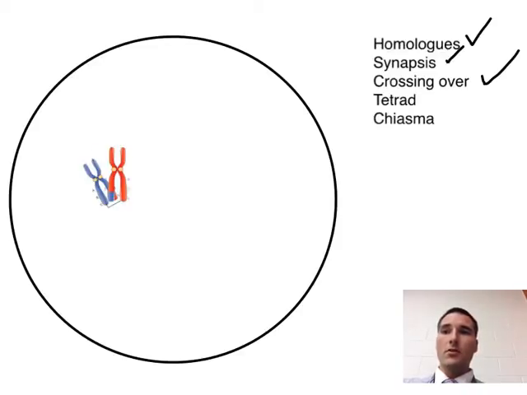Okay, here's two chromosomes that they have, and if I pull them apart, they have actually swapped information, so crossing over has happened. You can see that part of the red chromosome is now on the blue, and part of the blue chromosome is now on the red. Crossing over has happened. Okay, so that's crossing over. That happens during synapsis.